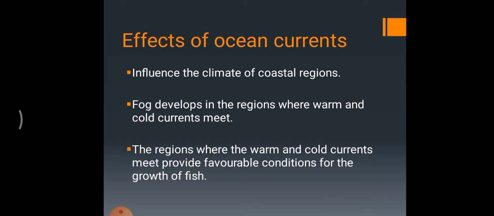Ocean currents influence the climate of coastal regions. Fog develops in the regions where warm and cold currents meet. The regions where the warm and cold currents meet provide favorable conditions for the growth of fish.